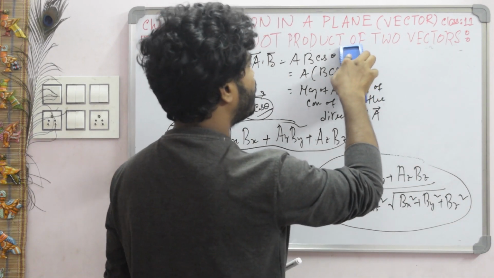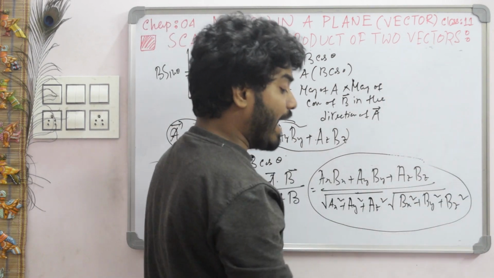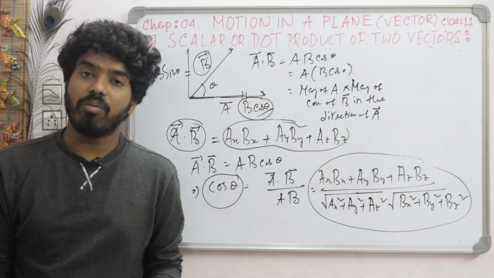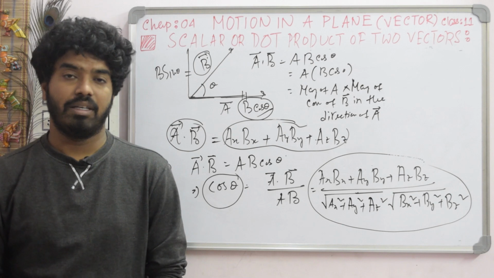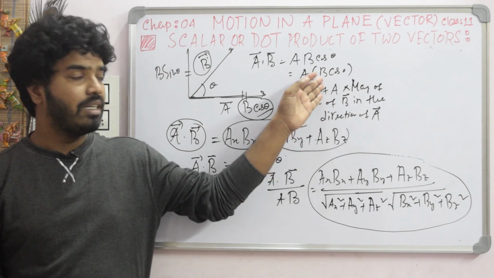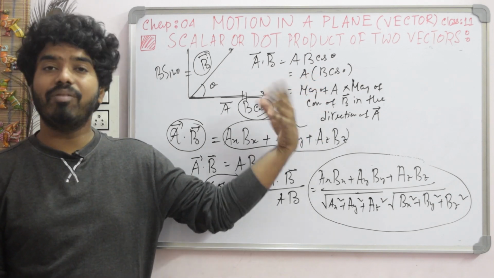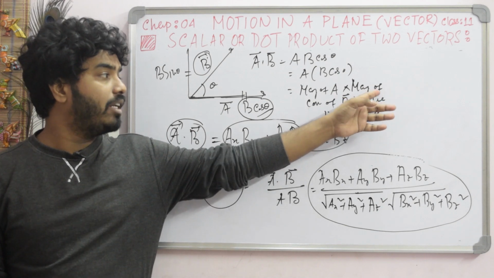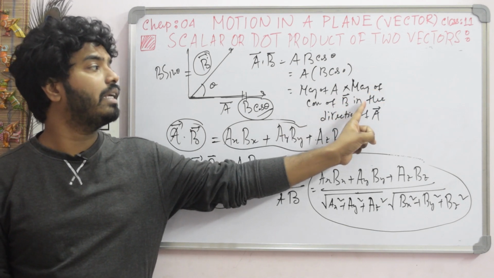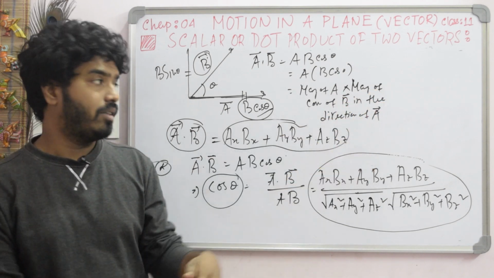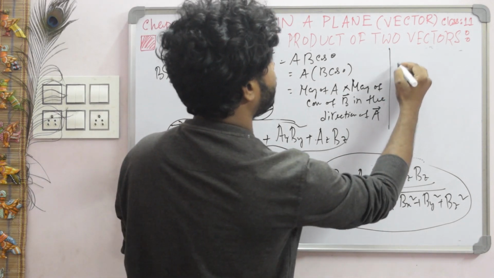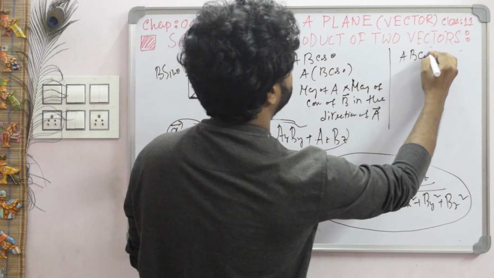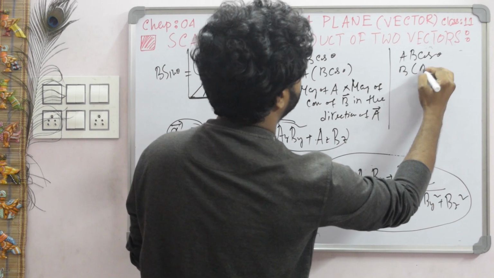So this is the actual meaning of the dot product of two vectors: the magnitude of one vector times the magnitude of the component of another vector. Similarly, you can say here that it is the magnitude of vector b and the magnitude of the component of vector a in the direction of vector b. In this way, ab cos theta and ba cos theta.